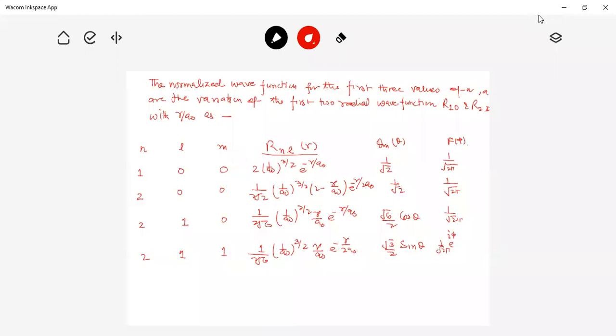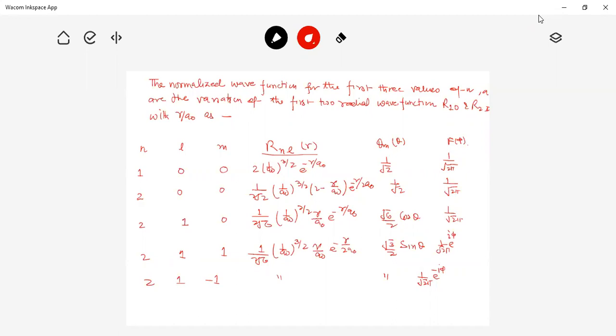And if this one is minus 1, that is the orientation, that is 2, 1, minus 1. This value is same. This value is same. Here it is 1 upon under root 2 pi e raised to the power minus i phi. So the quantum numbers that we have in this case are the principal quantum number, angular quantum number, magnetic quantum number, and then the rotation.